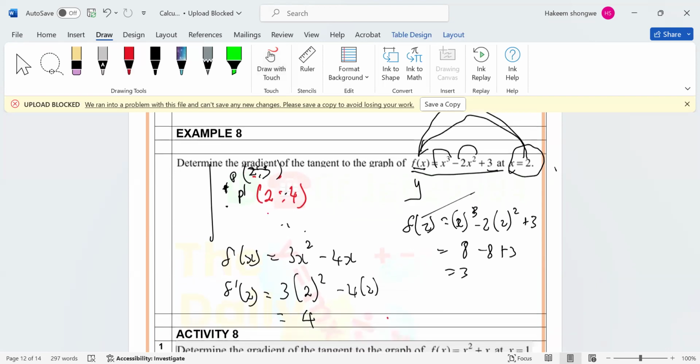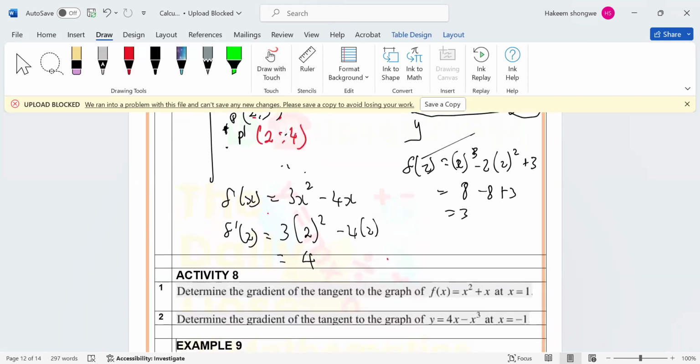Let's try the following. Determine the gradient of the tangent. Now, a tangent is a line which is going to touch the curve only once.